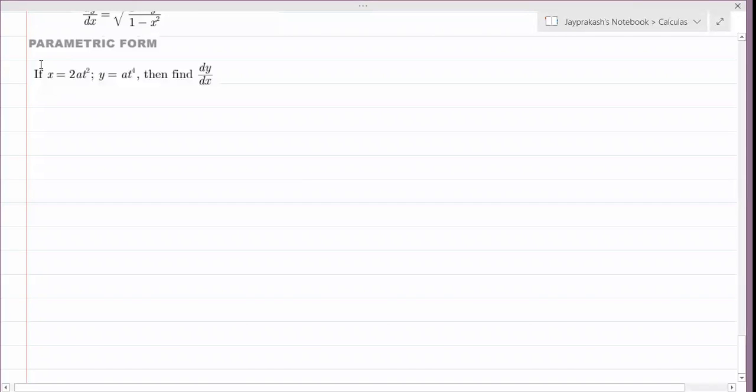So parametric form means that the equation will be given in the third variable. So let's see one example. And they will ask you to write in the form of dy by dx.